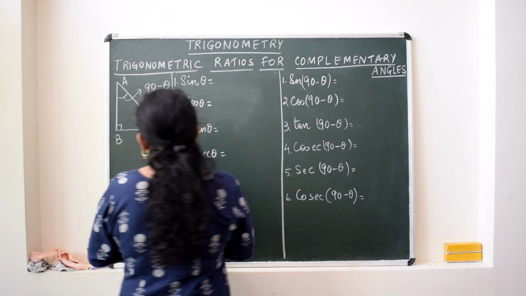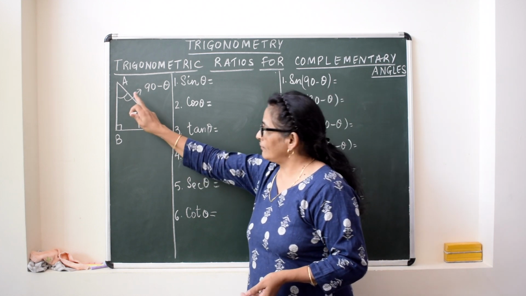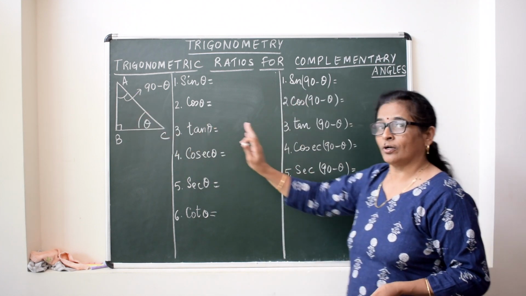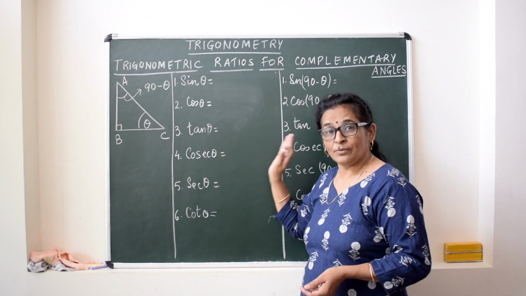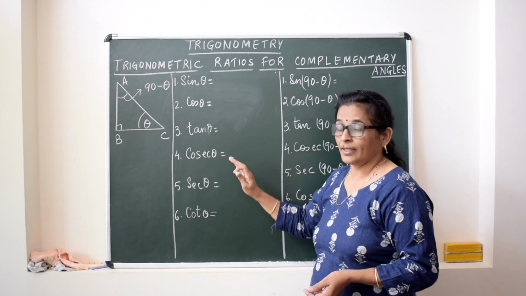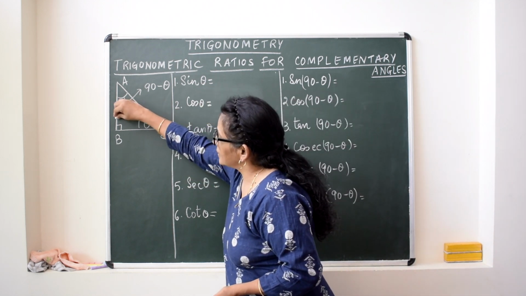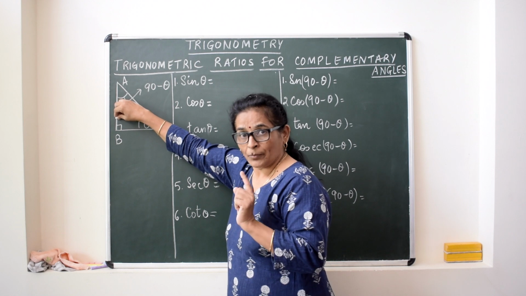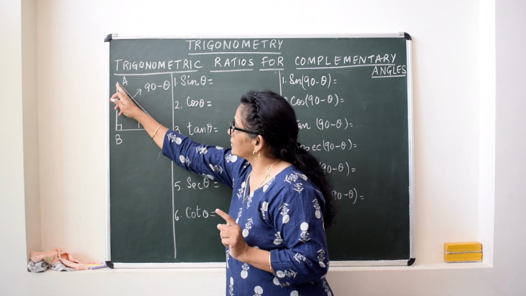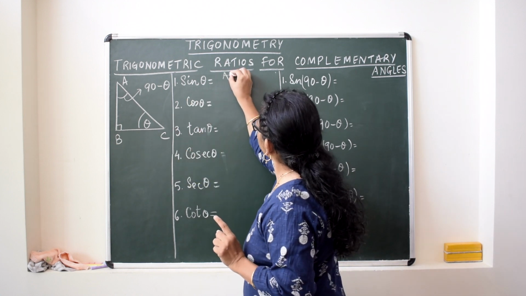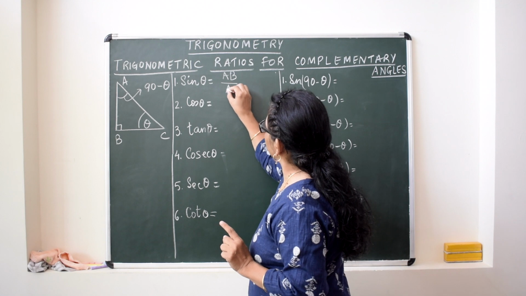So first we will write the 6 ratios for angle theta. Then we will write the 6 ratios for 90 minus theta, and we will see the relation between all of these. Okay. So first is sine theta. For this theta, the side opposite, it is perpendicular upon hypotenuse. So side opposite is perpendicular. For theta, the side opposite is AB upon the hypotenuse AC.